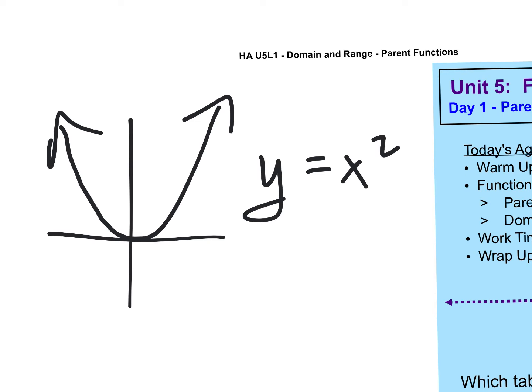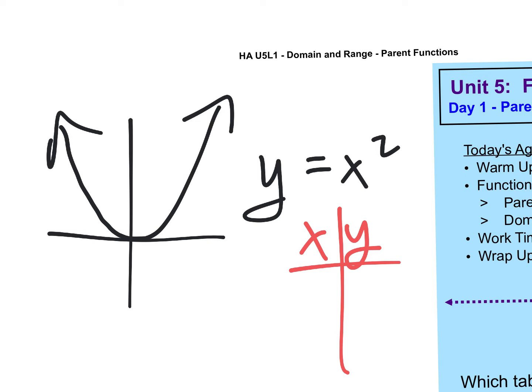That's one of the parent functions. There's a bunch of them you're supposed to know. You recognize it now that you see it? Okay. Well, this is the most popular one for higher level math. It's the quadratic. This is called a parabola. And to find the exact points on it, you make an X and a Y chart. So let's do that together.